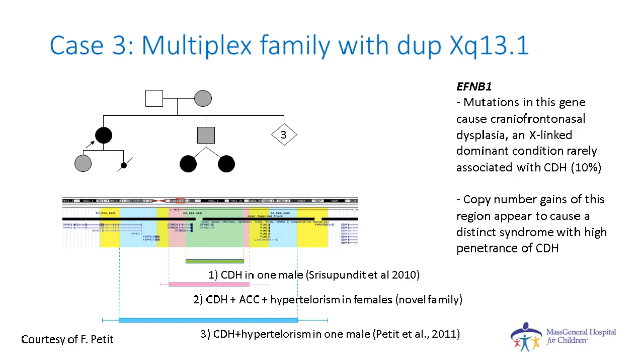This is an interesting gene. Mutations in this gene cause craniofrontonasal dysplasia, which is an X-linked dominant condition that is rarely associated with CDH. About 10% of patients with loss of function mutations in this gene have CDH. But this family, as well as two other families that have been described, show copy number gains of this region that appear to cause a distinct syndrome, different from craniofrontonasal dysplasia, and these families have a high penetrance of CDH.